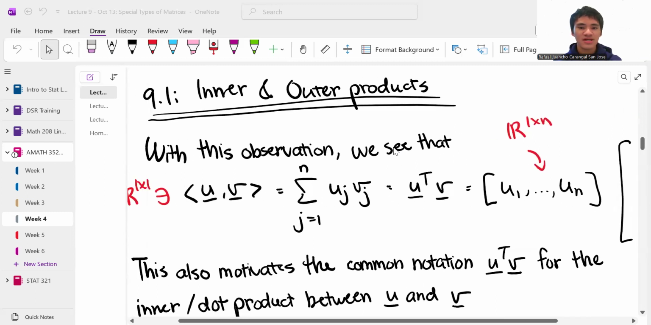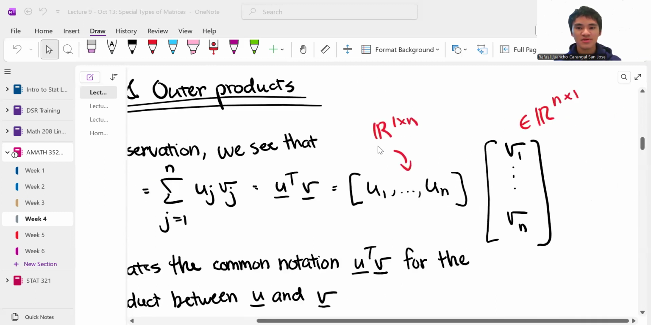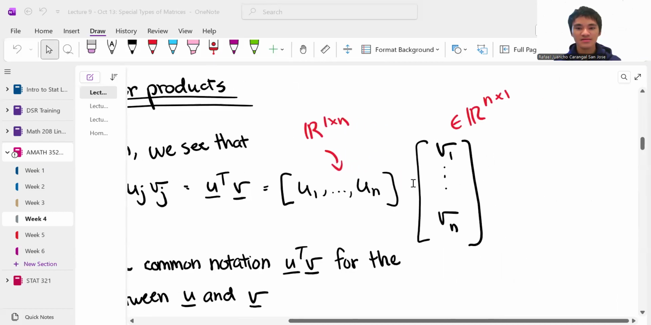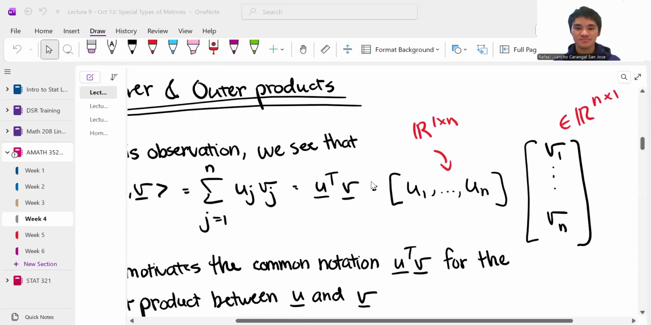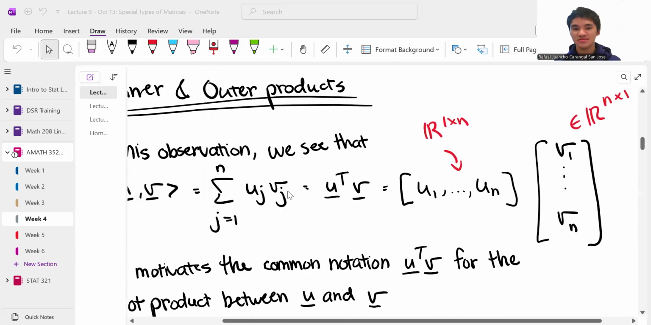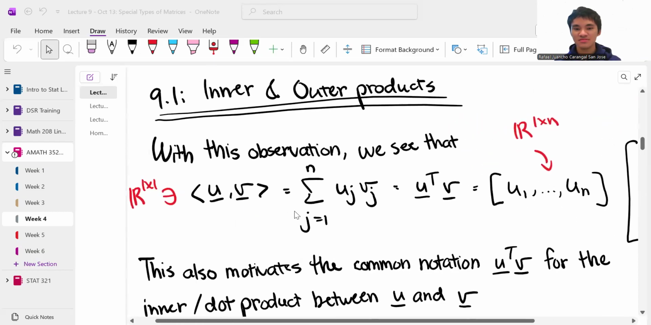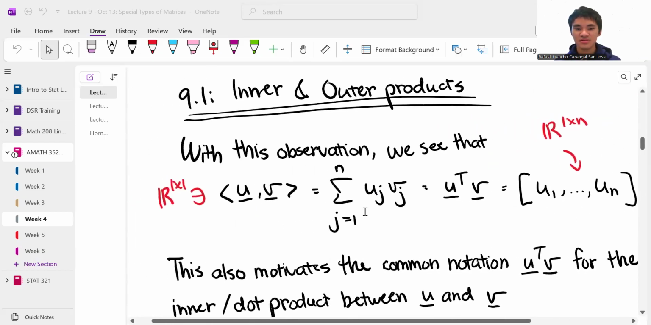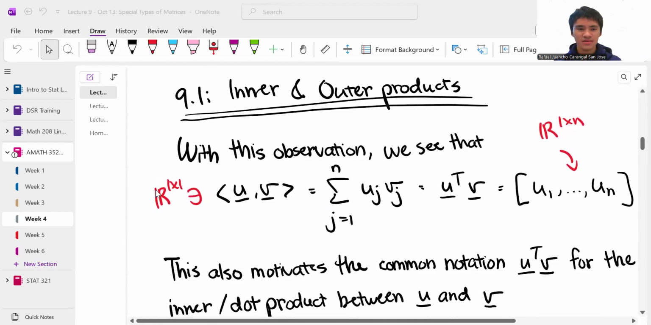Now we talk about inner and outer products. So we did talk about inner products, right? Here we see that this is a row vector multiplied by a column vector. So that's where that transpose comes in. And we even have this notation, which you keep seeing here.